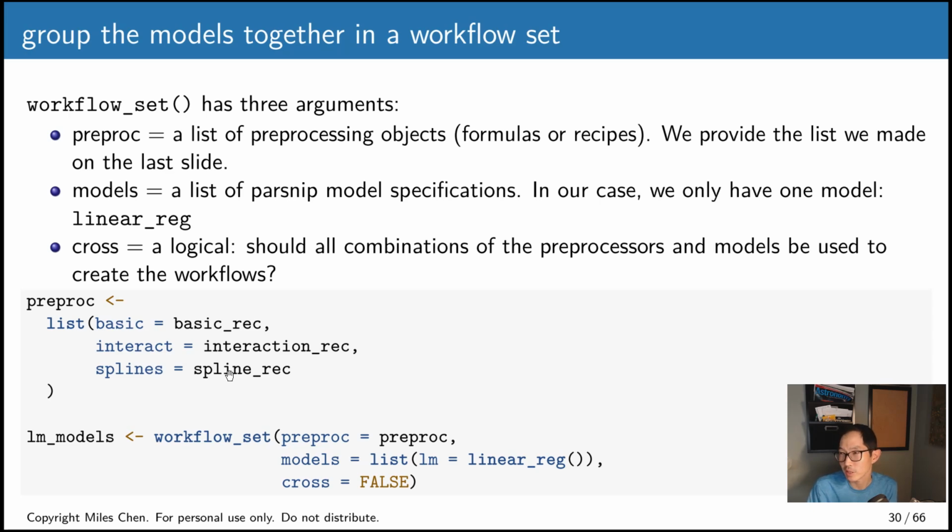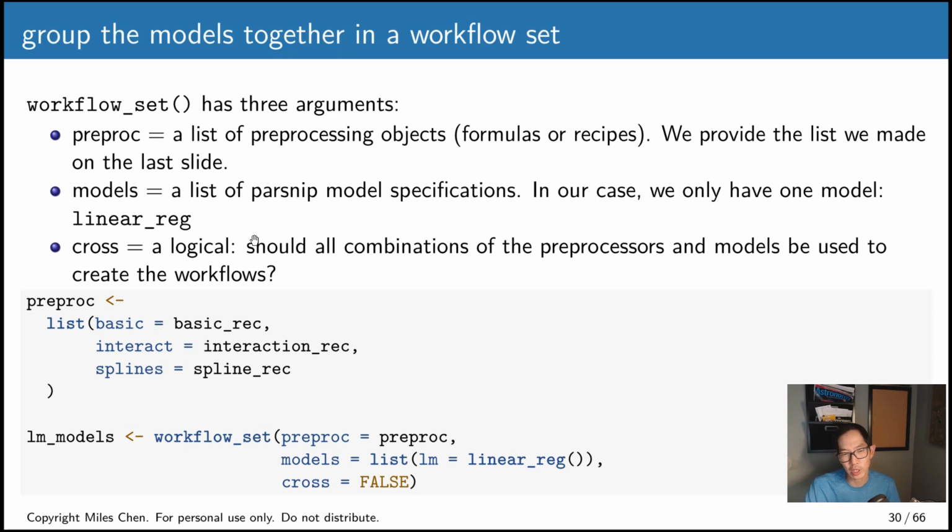So for example, instead of just a plain old LM model, I might create something using GLMNet, okay, which I haven't discussed, but it's similar to LMs, and you can apply ridge regression or lasso or something like that, some shrinkage formulas in there. So you could put in a list of LM versus GLMNet. And then you'll have the basic LM, the interact LM, the splines LM, and then you'll have the basic GLMNet, the interact GLMNet, and the splines GLMNet.